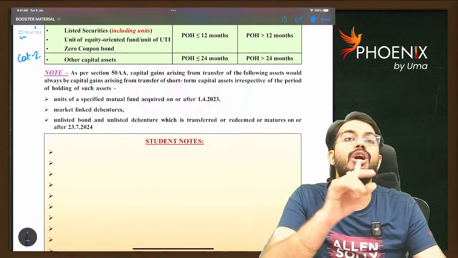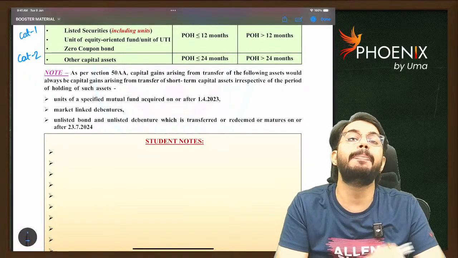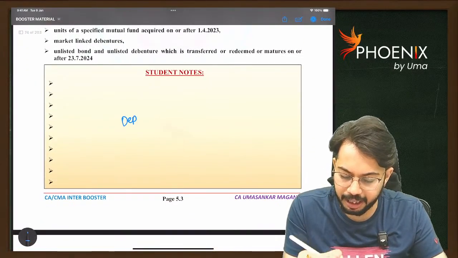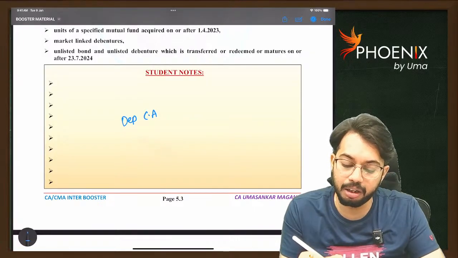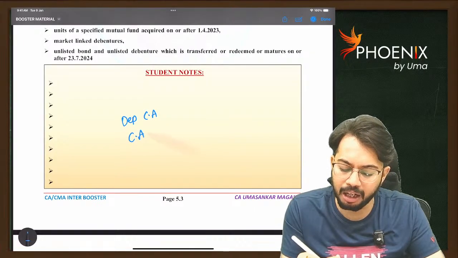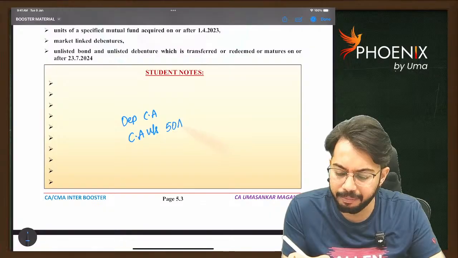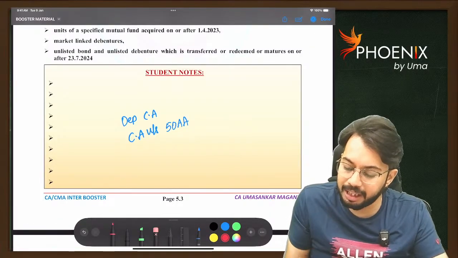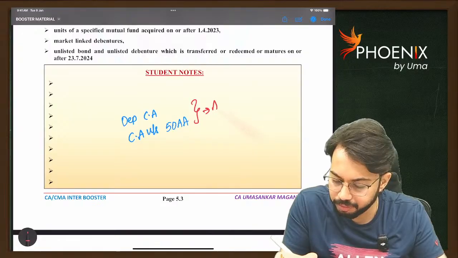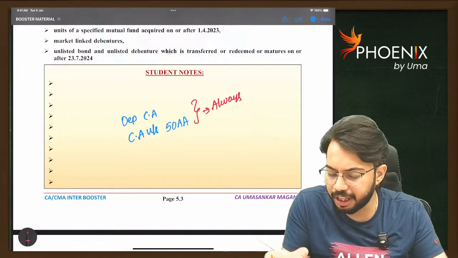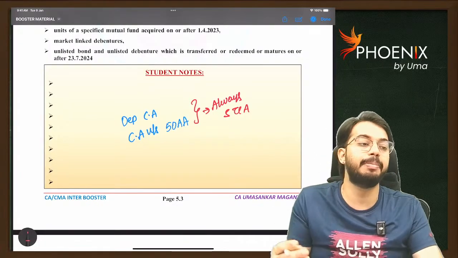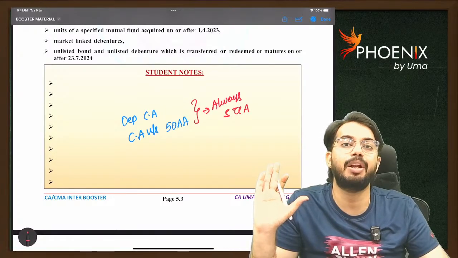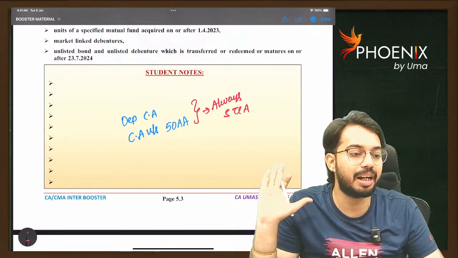Next, see, you know depreciable capital assets, right? Depreciable capital assets and capital assets under section 50AA. These two capital assets are always treated as short-term capital assets. That means on transfer of these capital assets, short-term capital gain or short-term capital loss will arise. Able to understand?